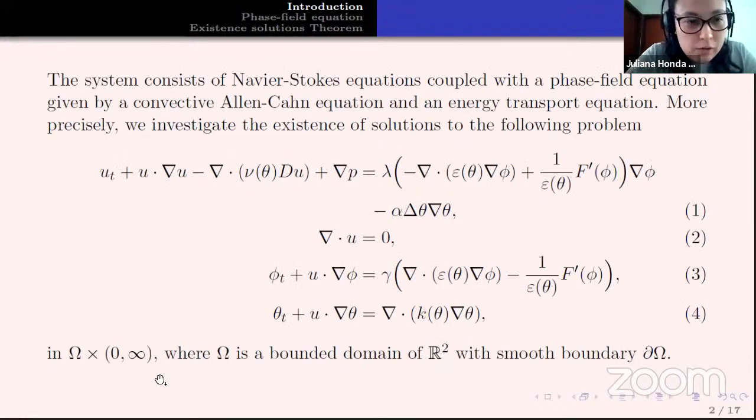After that, u represents the mean velocity of the fluid mixture. p, as usual, is the pressure. φ is the phase field that represents the volume fraction of the two components. θ is the temperature. ν is a positive function of θ that represents the viscosity of the mixture. ε is a positive function of θ, a small parameter related to the interfacial thickness. κ is a positive function of θ, which represents the thermal conductivity, and F(φ) is the potential energy density.